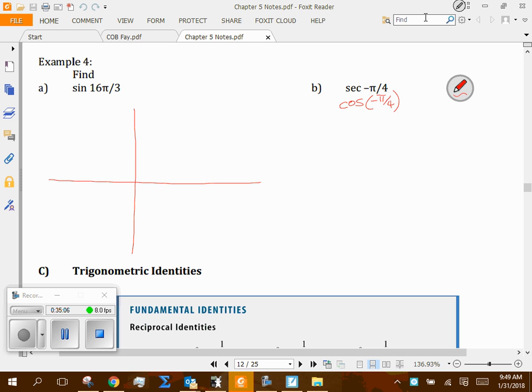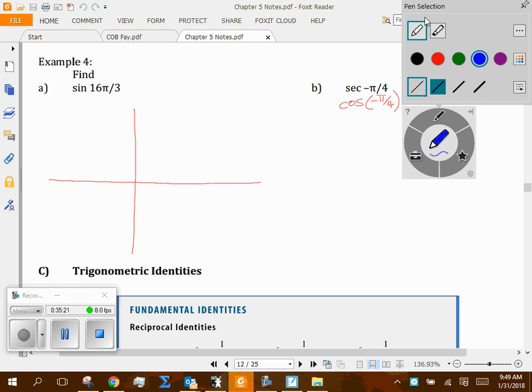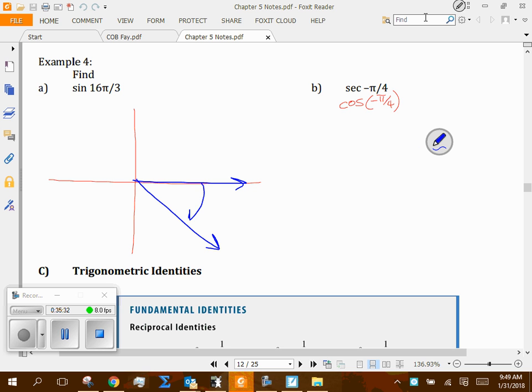The negative pi over 4, if you remember what we talked about in section 5.1 when we first introduced how we deal with angles, a negative angle is simply talking about the rotation direction. If I have my initial ray here, a positive angle means that initial ray starts to move counterclockwise. A negative angle means that ray moves that direction. So that would be negative pi over 4. Is that okay there, everyone?